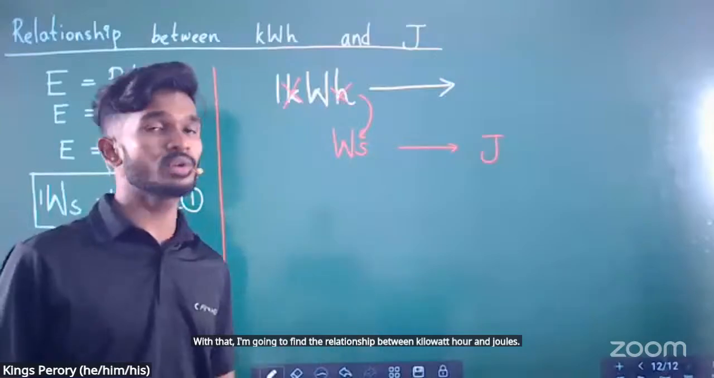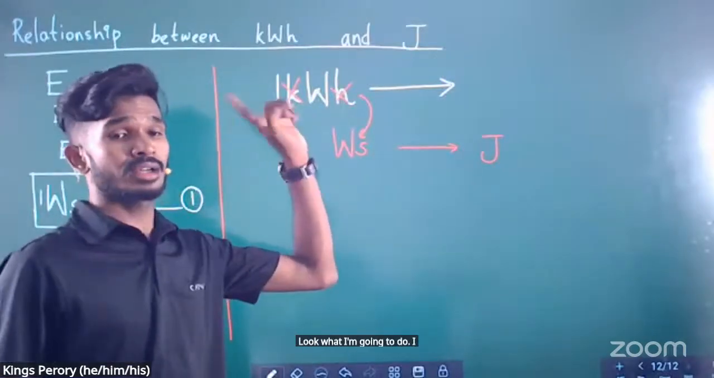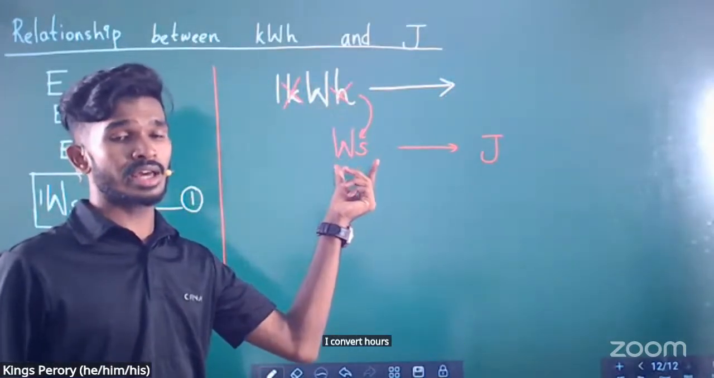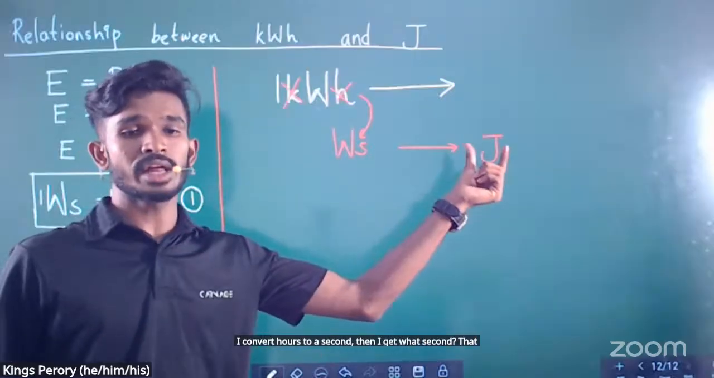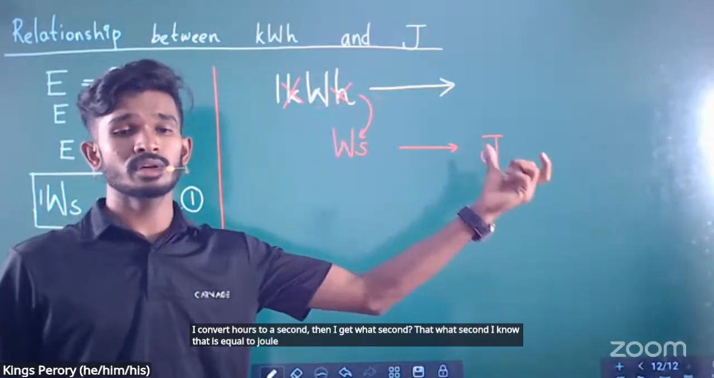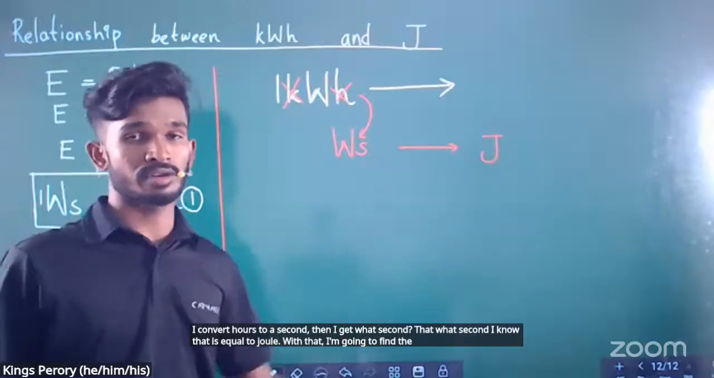Look what I'm going to do. I remove the kilowatt, I convert hours to second, then I get watt second. That watt second, I know that is equal to joule. With that, I'm going to find the relationship between kilowatt hour and joules.